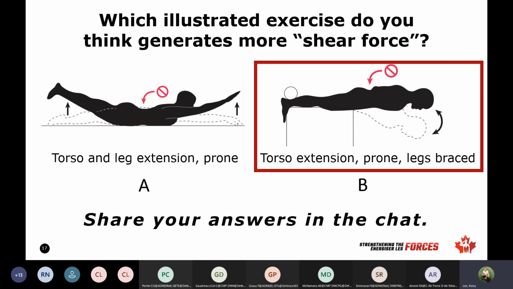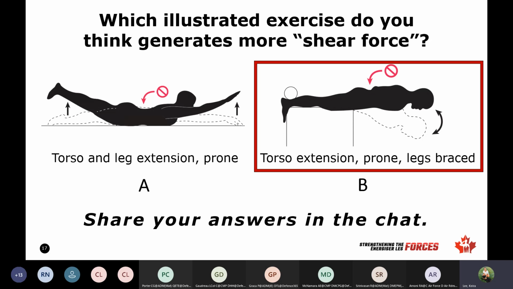Perfect. So I'll just wait a couple moments here as we get more responses. Yeah, so definitely we're getting a mix of answers, and that's almost what I was looking for, so we can see both of them are definitely exerting forces on the spine.